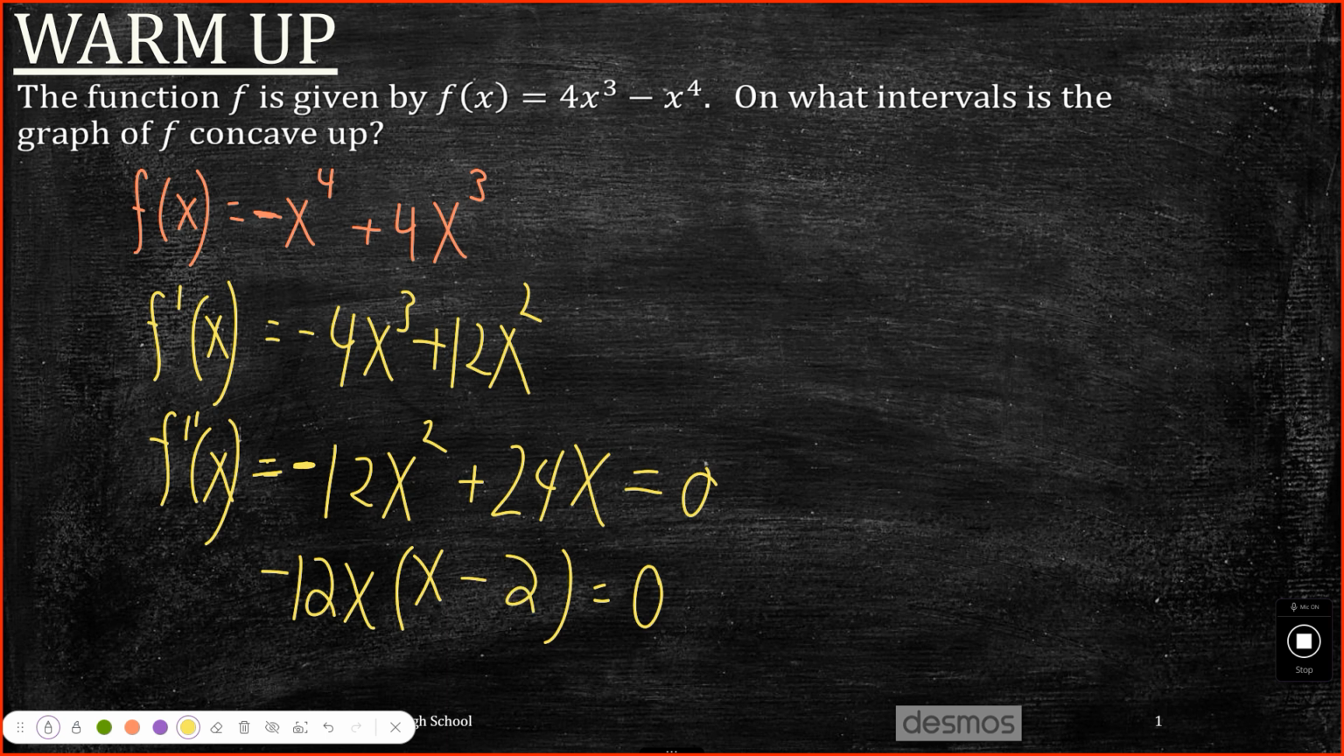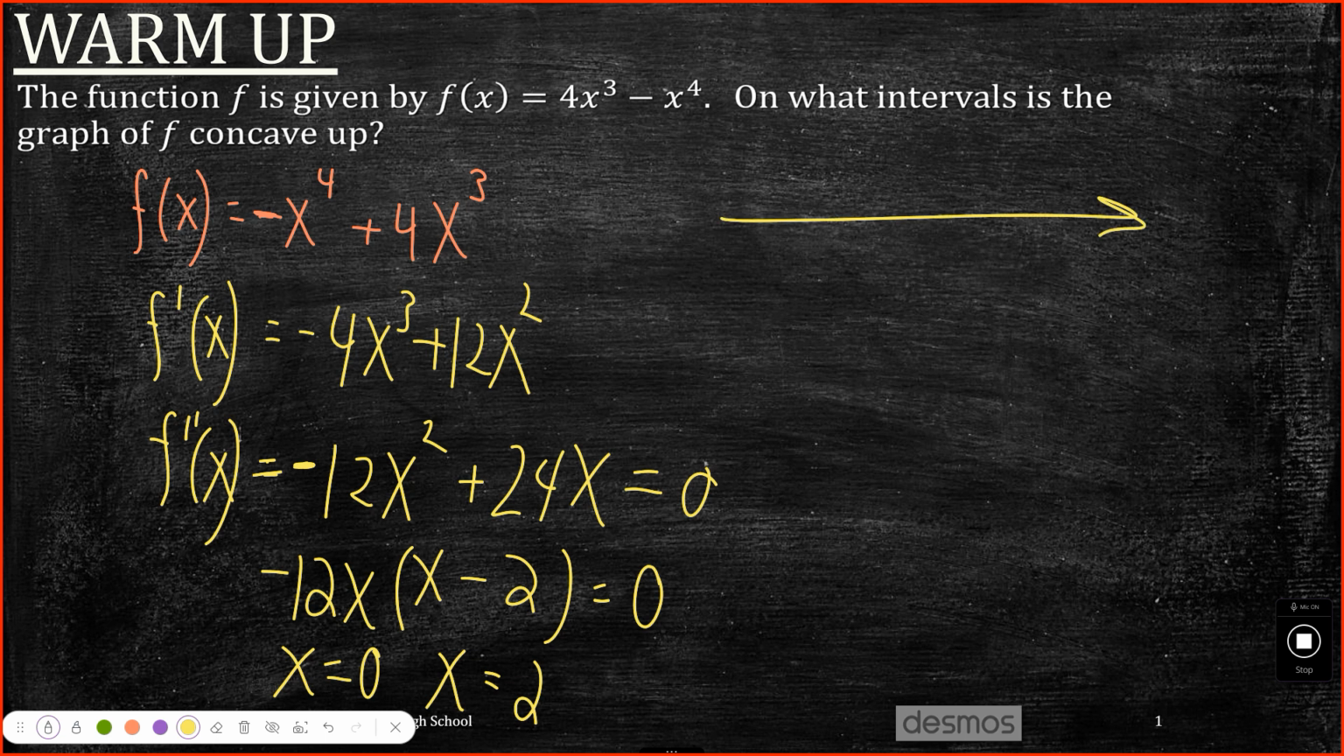Does it make a difference if I do or don't factor out a negative? I'm just going to go ahead and factor out the negative. So x equal to 0 and x equal to 2 are the possible points of inflection. So we do a number line here. That's the procedural way of doing it.